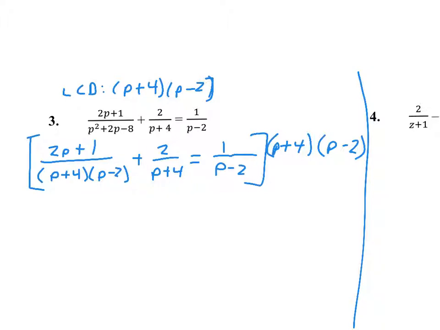Okay, in the first fraction, both binomials cancel out. P plus 4 and p minus 2 go away, and we're left with 2p plus 1 plus, in the second fraction, the p plus 4 cancels out. We're left with 2 times p minus 2. And on the other side, p minus 2 cancels out, and we're left with 1 times p plus 4.